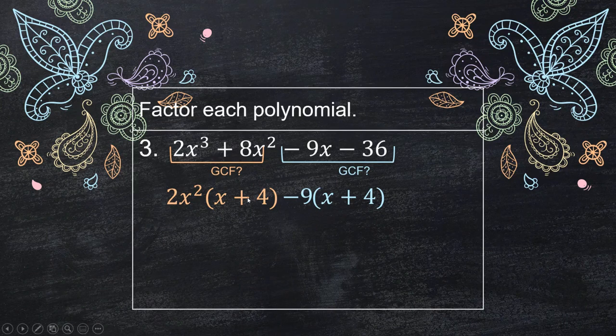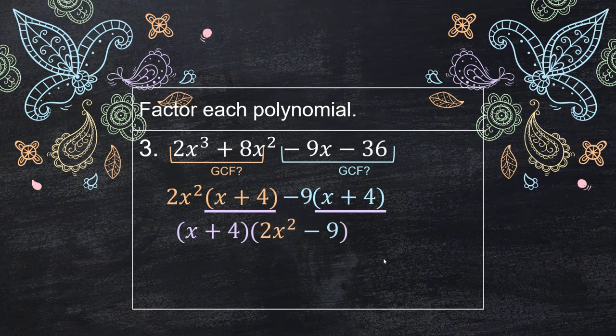So notice we got x plus 4 the first time and we got x plus 4 the second time. That's our common binomial. So factoring that out leaves us with 2x squared minus 9. So our two factors are x plus 4 times 2x squared minus 9.